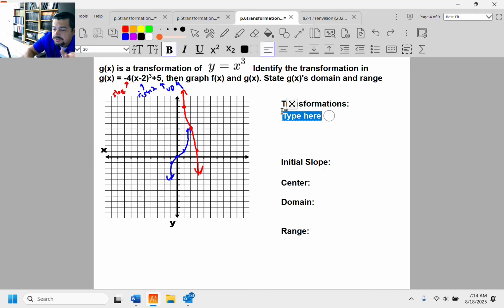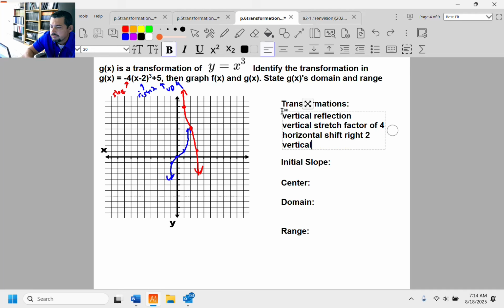Anyways, the transformations. You notice mama starts low, ends high. This king starts high, ends low. We have a vertical reflection. We have a vertical stretch. This kid is growing faster. Factor of 4. We have a horizontal shift. We shifted the kid right 2. We have a vertical shift up 5. Initial slope again was -4. We centered at 2, 5.